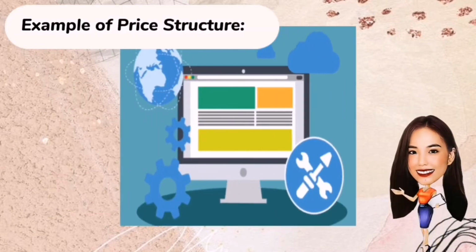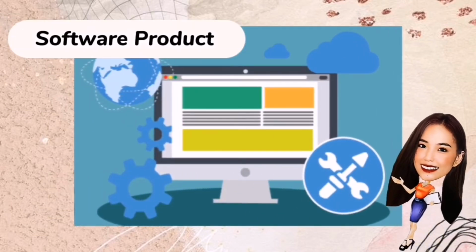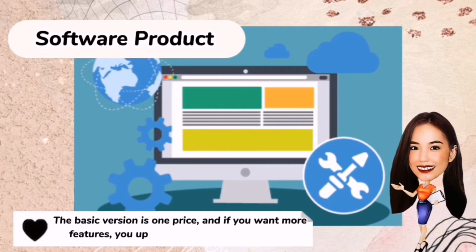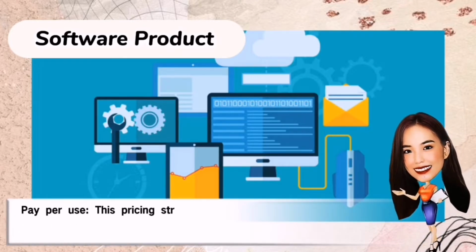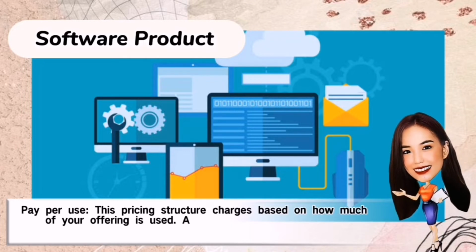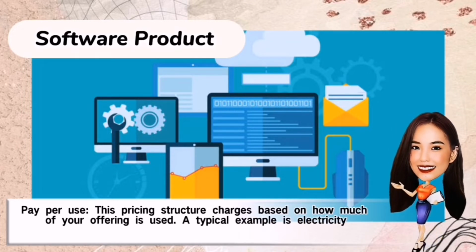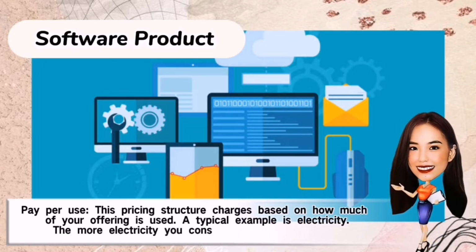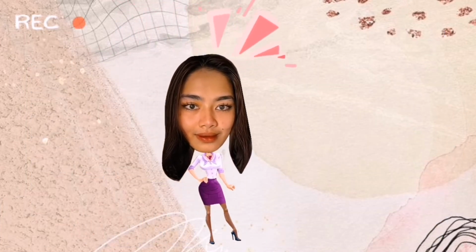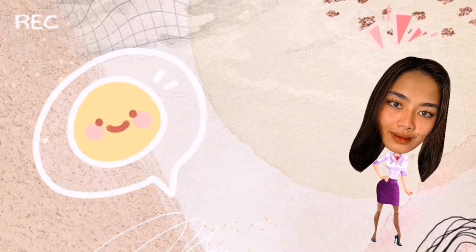Example of price structure: a software product. The basic version is one price, and if you want more features, you upgrade and pay a higher price. Pay per use. This pricing structure charges based on how much of your offering is used. A typical example is electricity. The more electricity you consume, the more you pay. So kung magdamag yung aircon mo, maghapon magdamag, kung alam mo na ang bill mo.